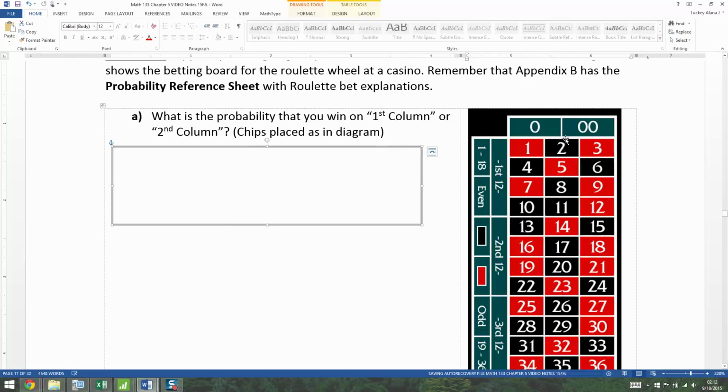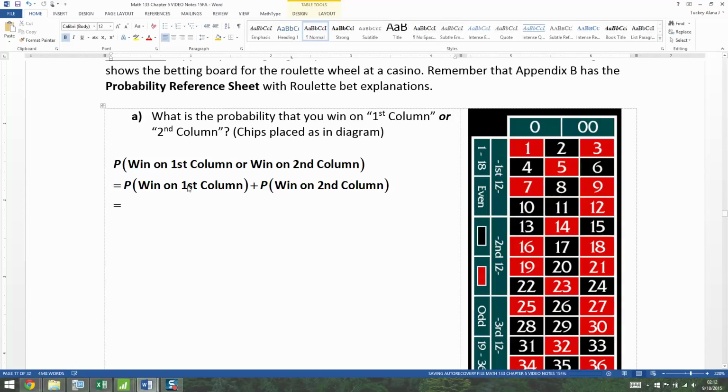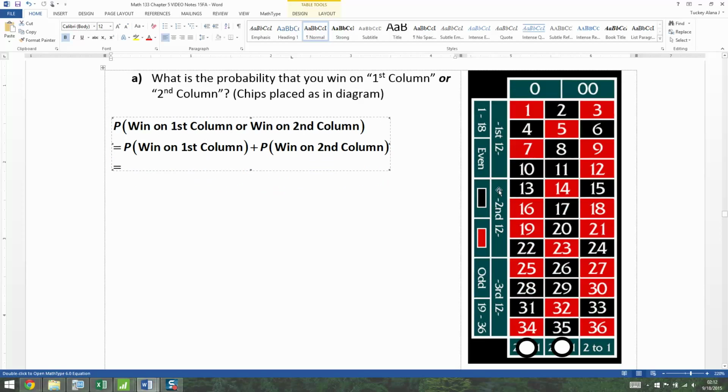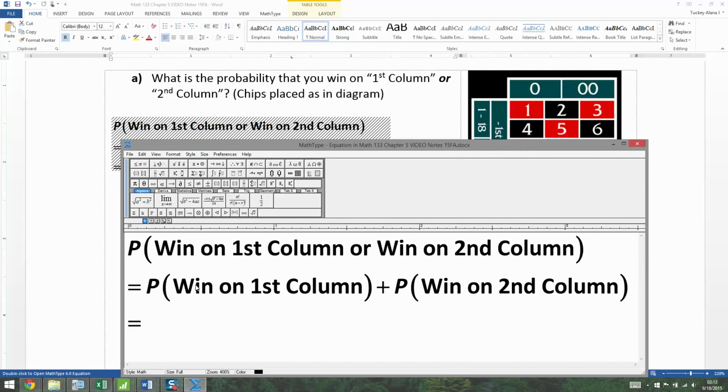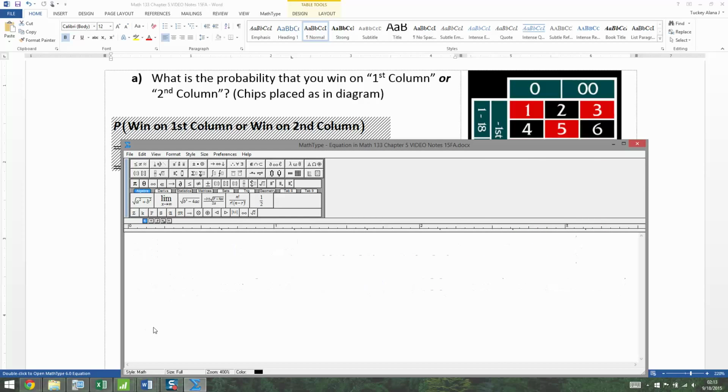So the probability that you win on the first column or, and there's that magic word again, or the second column, when you see or, that's going to mean addition rule. So what we want to do is add the probability of winning on the first column plus, because of the or, the probability of winning on the second column. All right, so in the first column, there are 12 numbers. So that's 12 out of 38. And in the second column, there are 12 numbers as well. And they're different numbers. That's what makes these disjoint events.